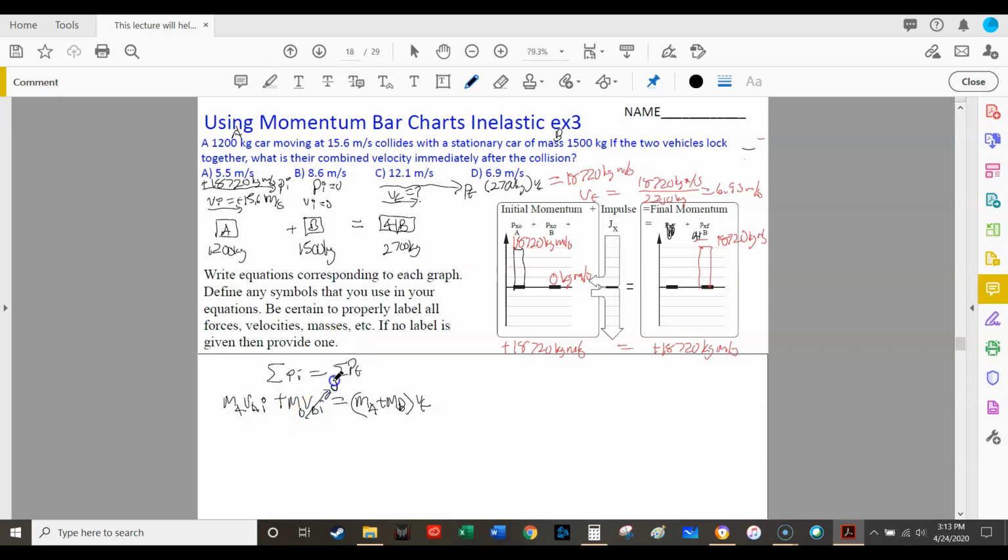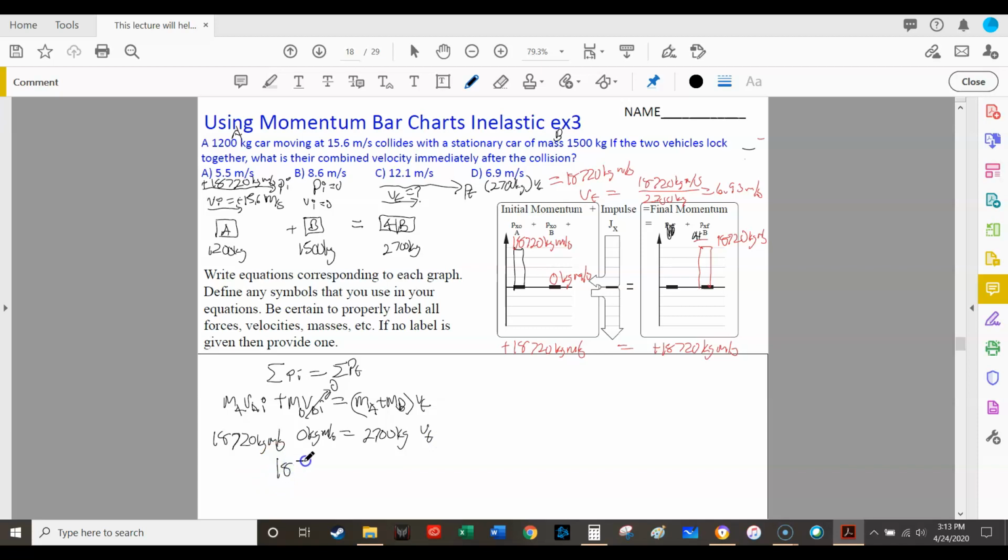And since the initial velocity here is 0, this guy has 0 kilogram meters per second initial momentum. And we know the initial momentum of this guy. I'm skipping a step and not putting in the actual numbers, I'm just putting in the momentums because they're the same thing. 1,200 times 15.6 we established is 18,720 kilogram meters per second. And that's equal to the combined masses, 1,200 plus 1,500, 2,700 V final, right?